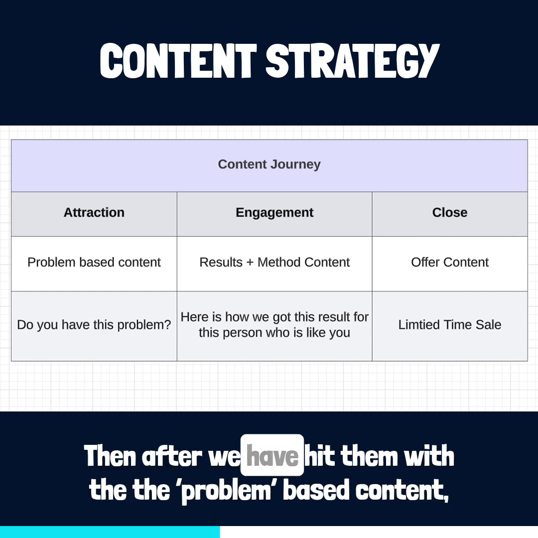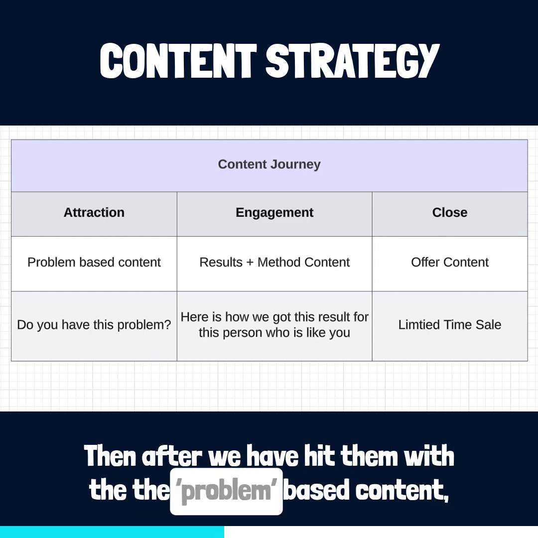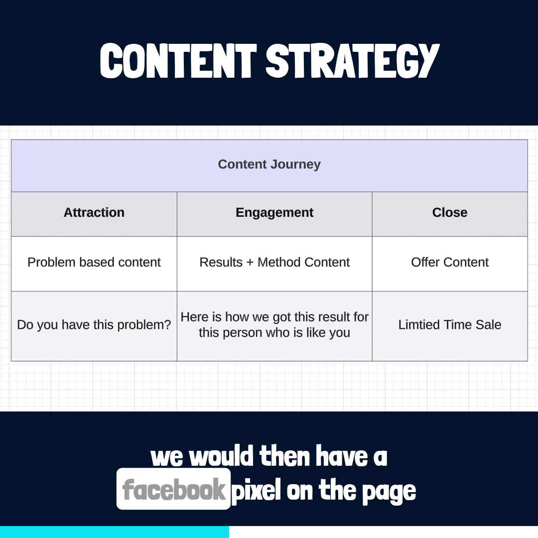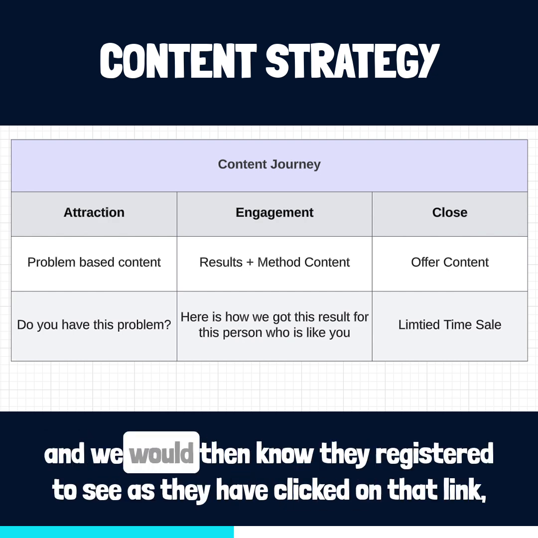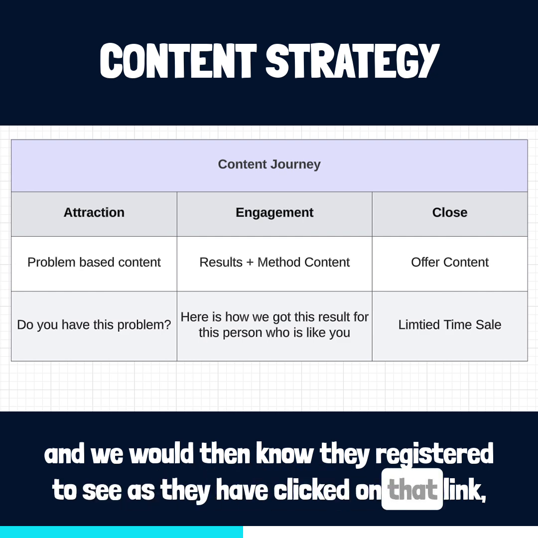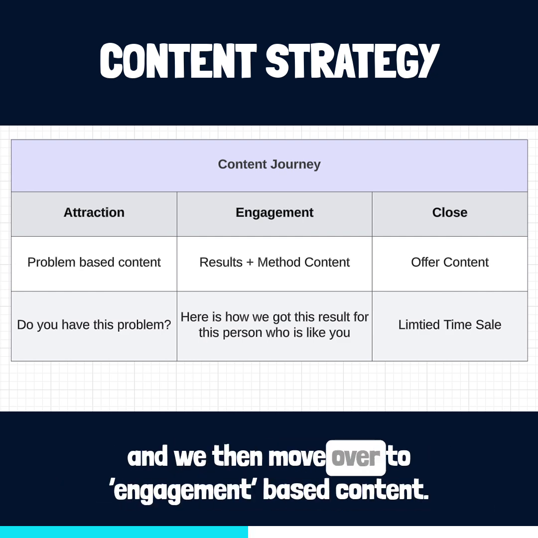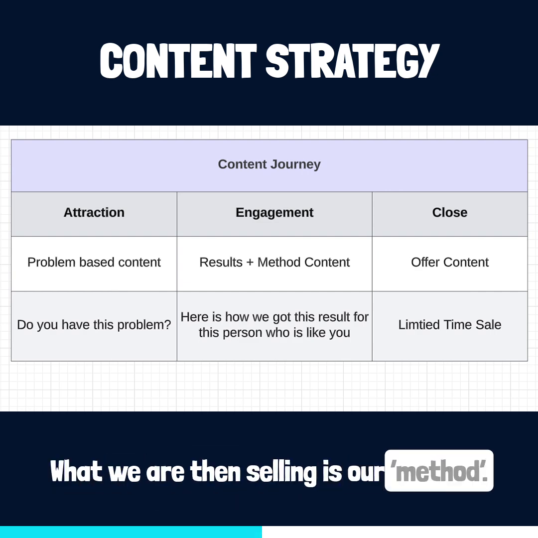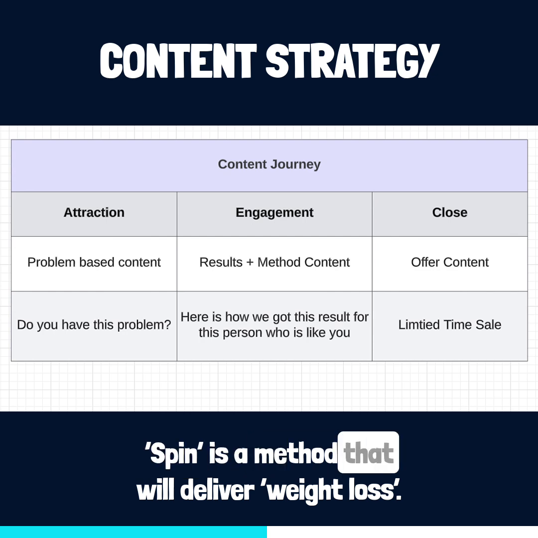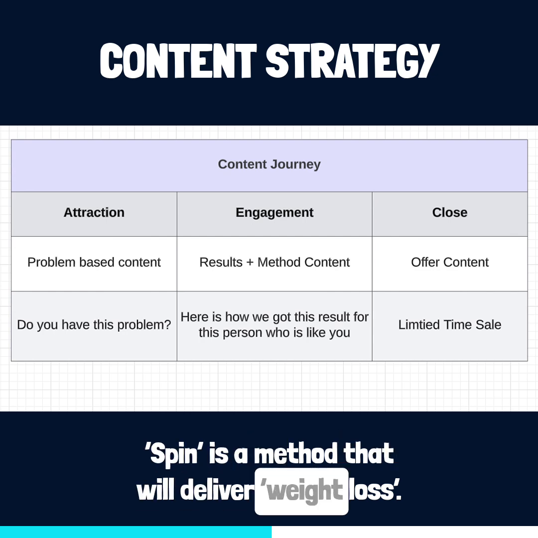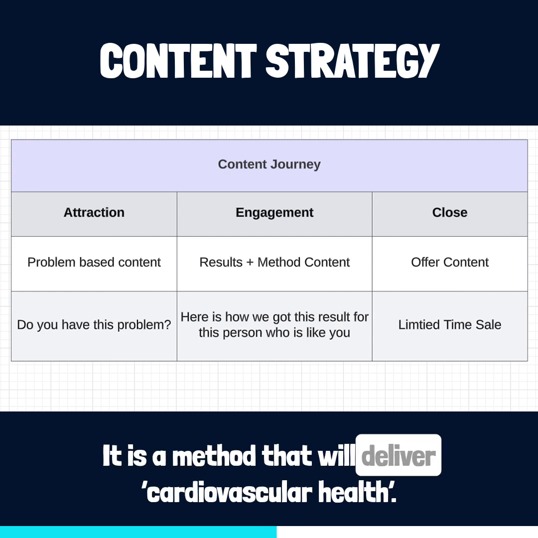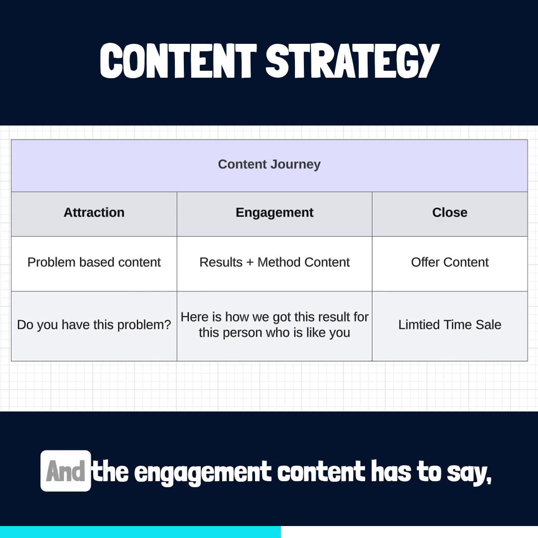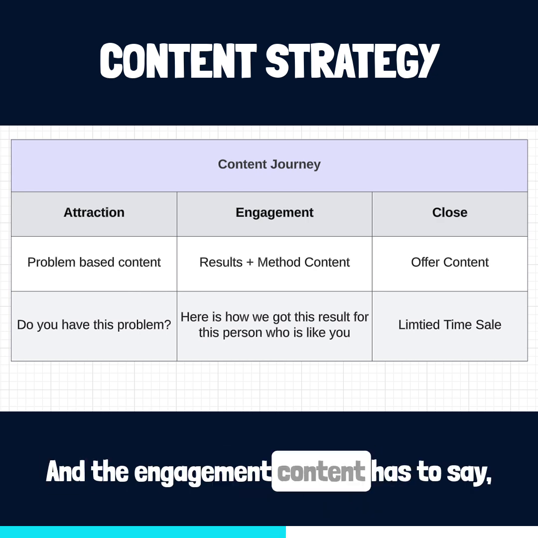Then after we have hit them with the problem-based content, we would have a pixel on the page so that we can register that they have clicked on that link, and we then move over to engagement-based content. And the engagement-based content is where we are selling our method. So if you look at spin, it is a method that will deliver weight loss. It is a method that will deliver cardiovascular health. And the engagement content has to be like this.